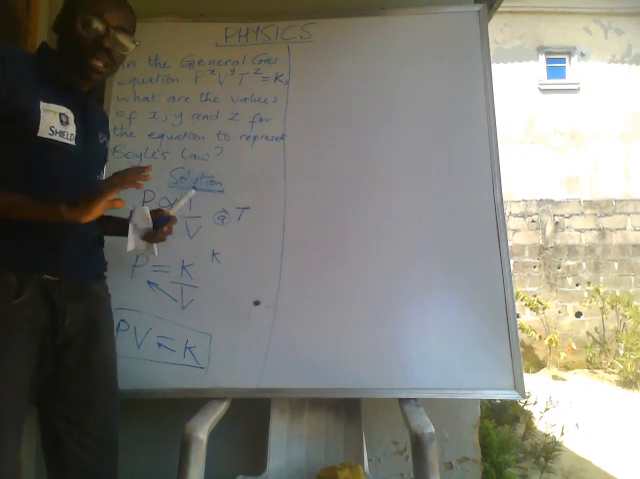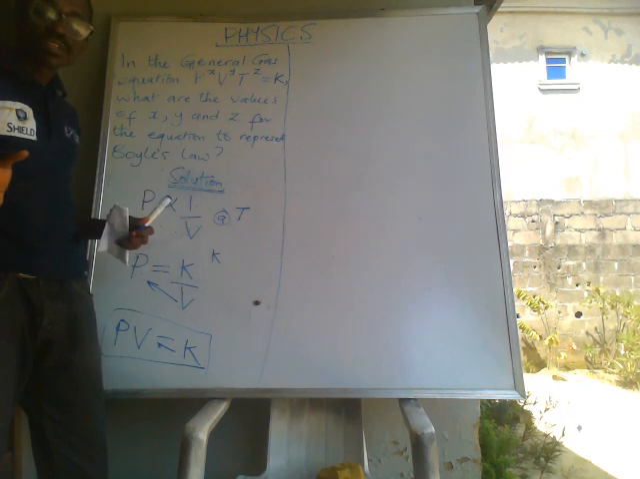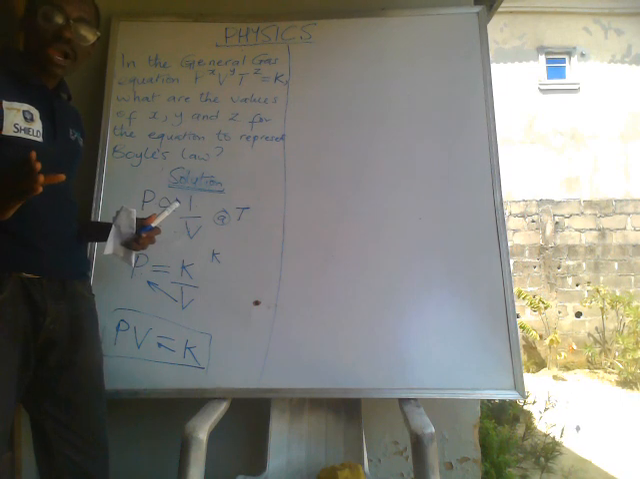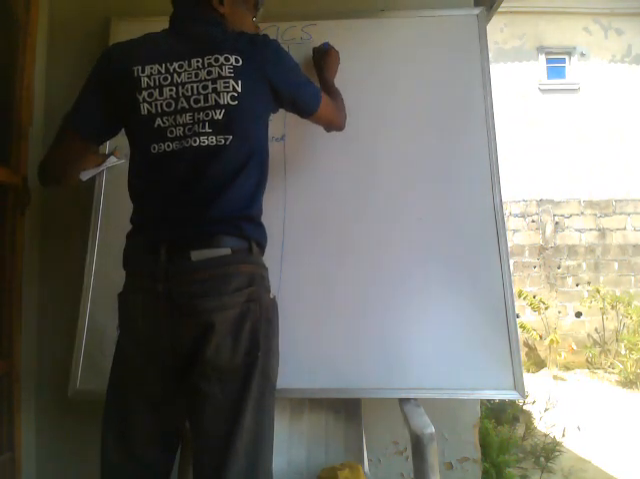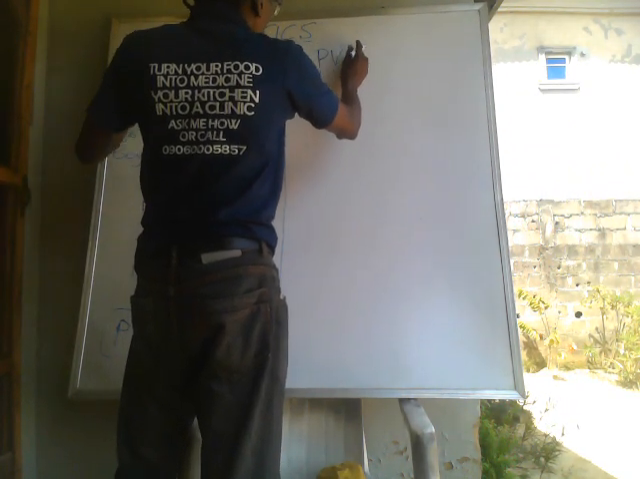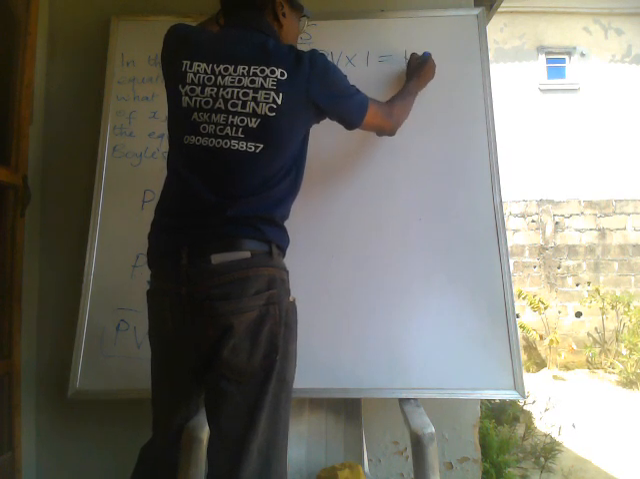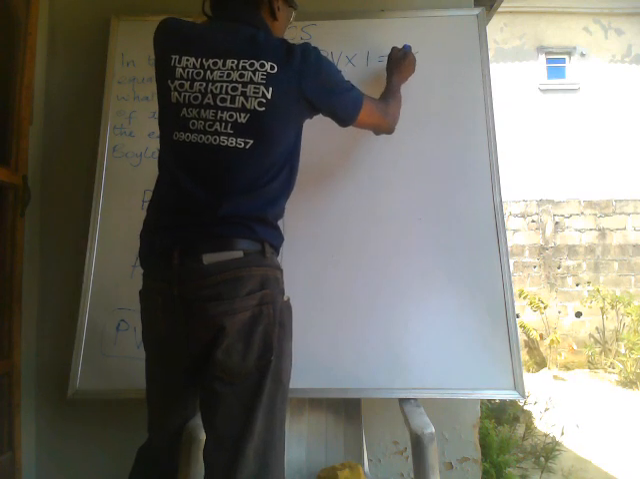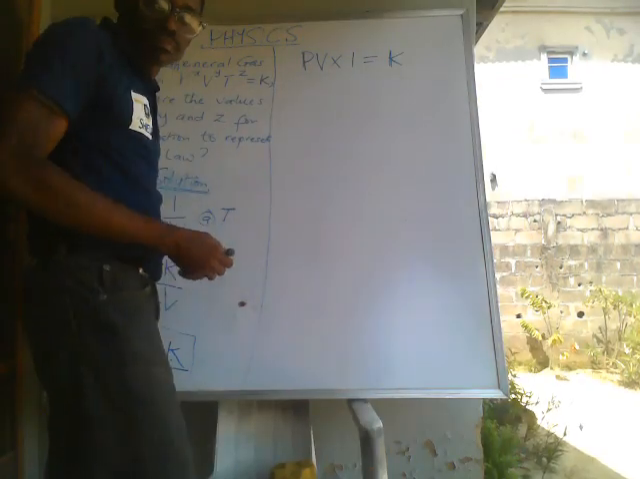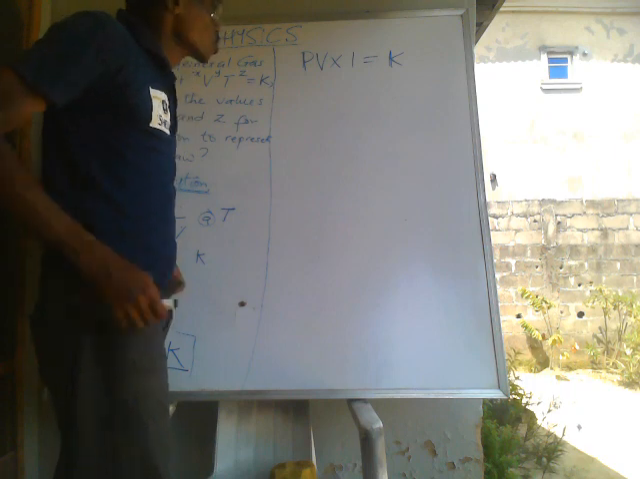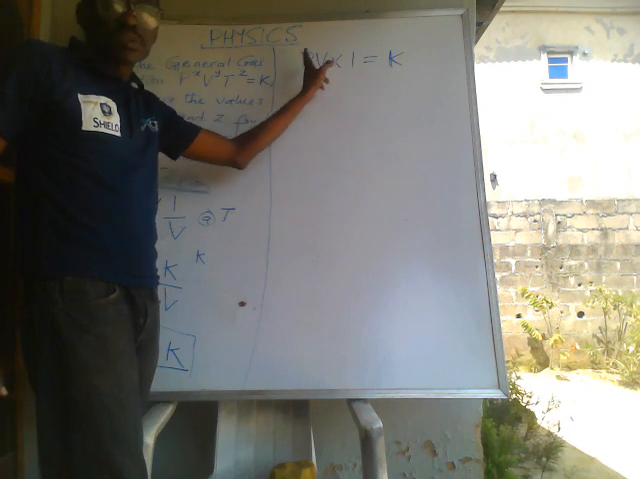What I'm going to do is multiply the left hand side by 1. You know that when you multiply something by 1, it doesn't alter the value. 5 times 1 is 5. 1 million times 1 is 1 million. X times 1 is still X. So PV times 1 equals K. PV times 1 is still PV.